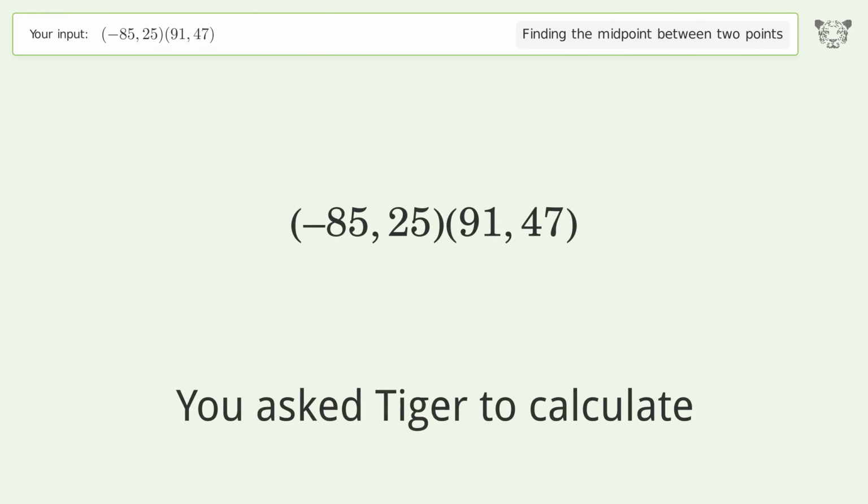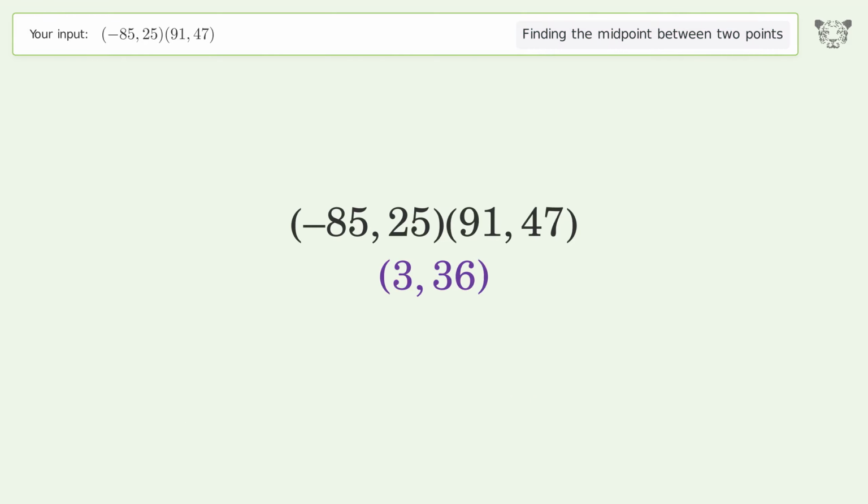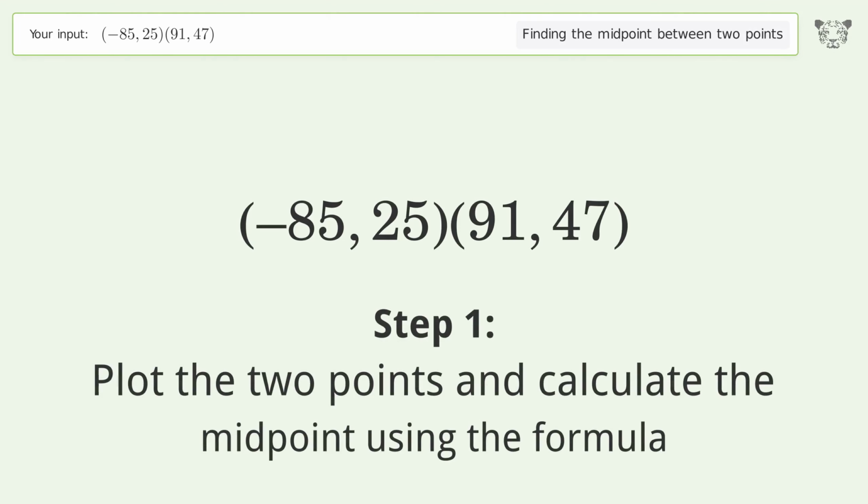You ask Tiger to calculate. This deals with finding the midpoint between 2 points. The midpoint between the 2 points is 3,36. Let's solve it step by step. Plot the 2 points and calculate the midpoint using the formula.